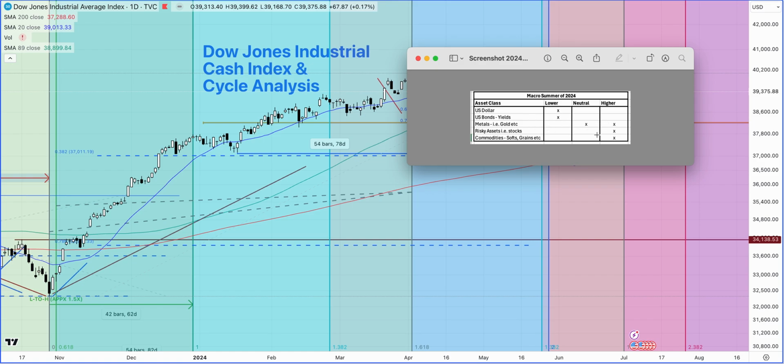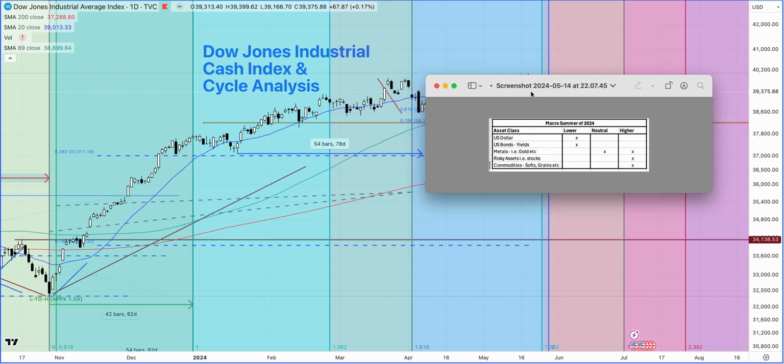Risky assets such as stocks higher, and we have seen higher markets. We have seen markets actually being pretty firm, and also commodities, such as softs and grains, coffee, soybean, soy meal, that sort of thing. We are neutral to higher for this one just because of the weaker dollar, but we have seen lower commodity prices thus far, but a weaker dollar could help that situation.